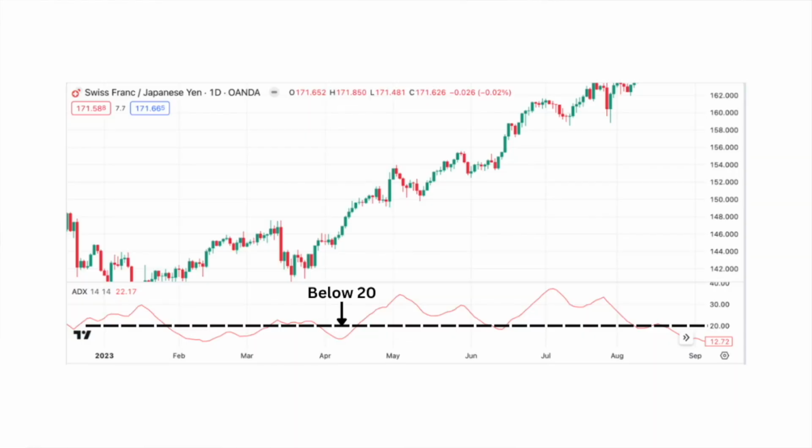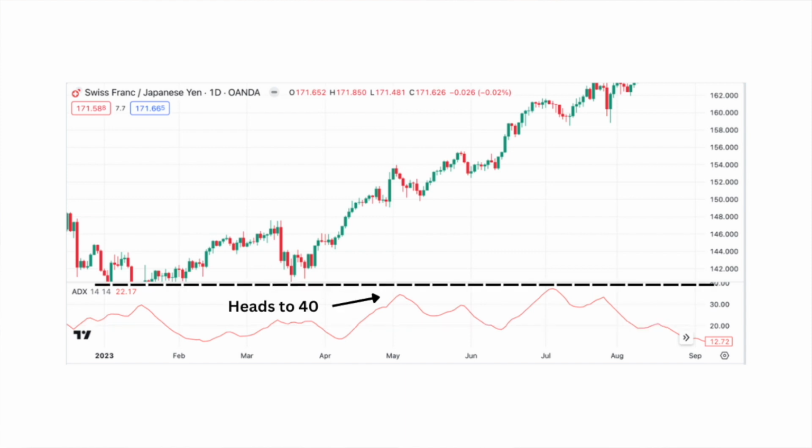I want to just give you another example so you can get a feel for the indicator. If you look at this chart of the Swiss franc Japanese yen, you'll see that during April, the price was in a range, and similarly, the ADX was below 20. And you can see that as a trend ensued, the ADX also went up, heading towards 40, which suggested a strong trend.